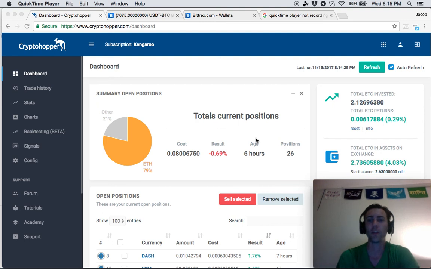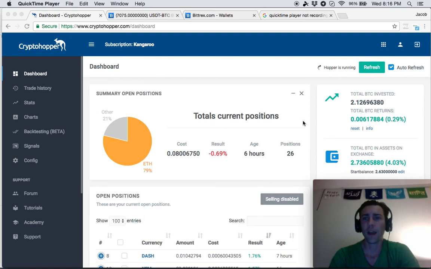And we're doing a week two review of the Cryptohopper cryptocurrency trading bot here, and some different strategies. Another very interesting week in the crypto world, with the Bitcoin Cash drama certainly the main event of the week. But here's what I've done with the Hopper.